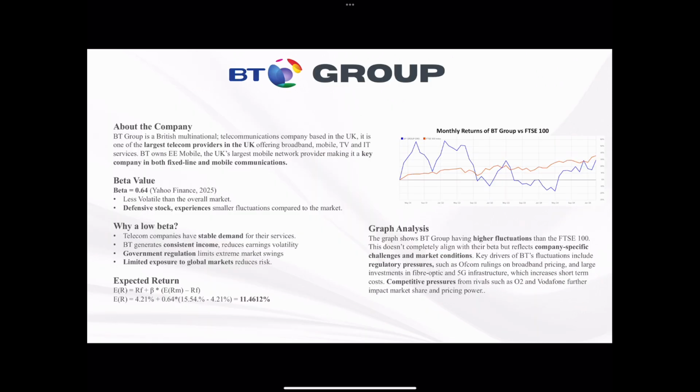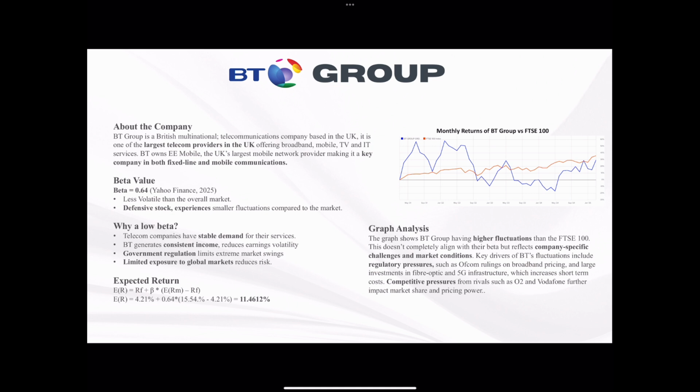BT Group has a beta of 0.64, meaning its stock is less volatile than the overall market. This makes sense for a company in the telecom sector, where demand for services like internet and mobile connections remains consistent regardless of economic downturns. However, BT is still influenced by macroeconomic factors like inflation, interest rates, and regulation, which can impact revenue.